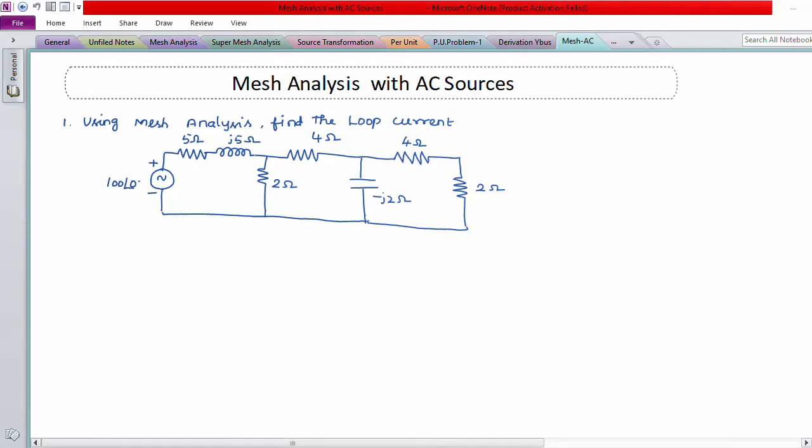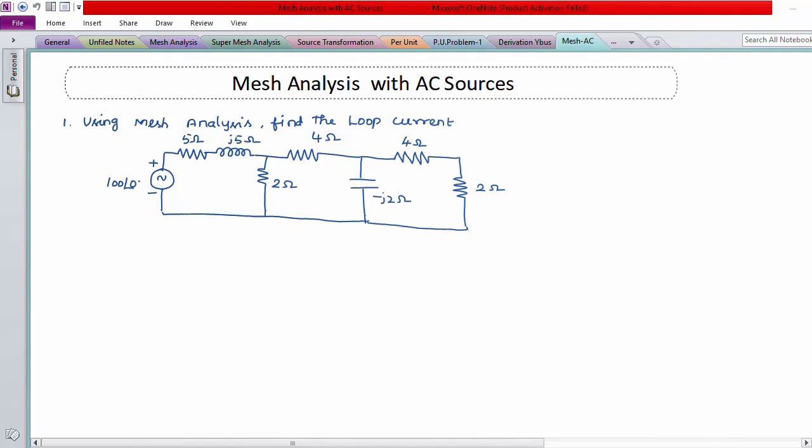Welcome to the lecture. Today we are going to see the problems on mesh analysis with AC sources. So here you may have AC voltage source or AC current source. In this case we can use any of the sources in the electric circuit. From that we can determine the current in each loop. Let us see the example.